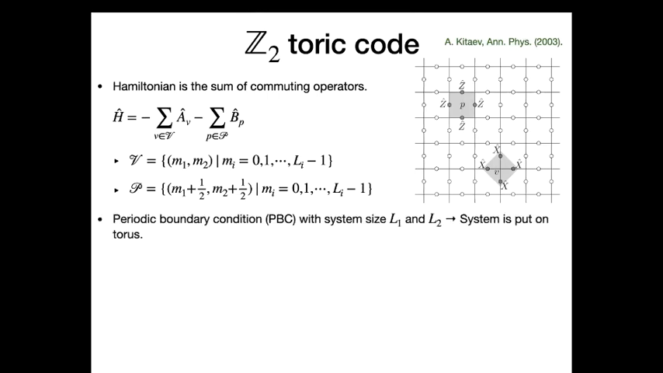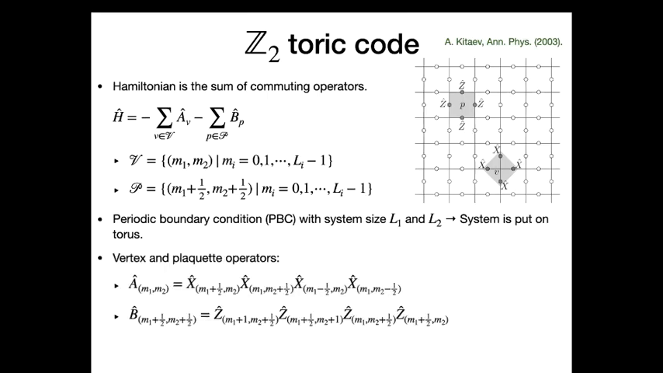And we assume periodic boundary conditions. It means that my spin model is defined on a torus.